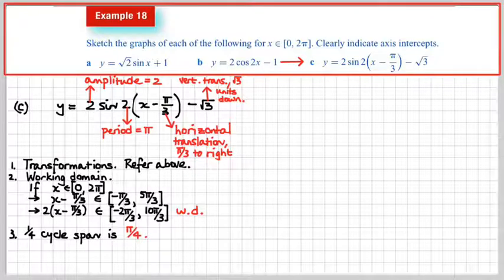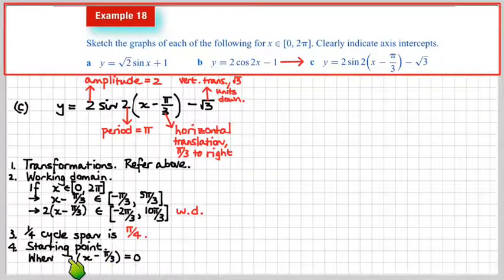Quarter cycle span is pi on 4. The period of this thing is pi. The starting point for x is going to be when everything behind that sine is 0, because sine of 0 is the normal starting point. So now we're going to solve that for x. Therefore, x is pi on 3.